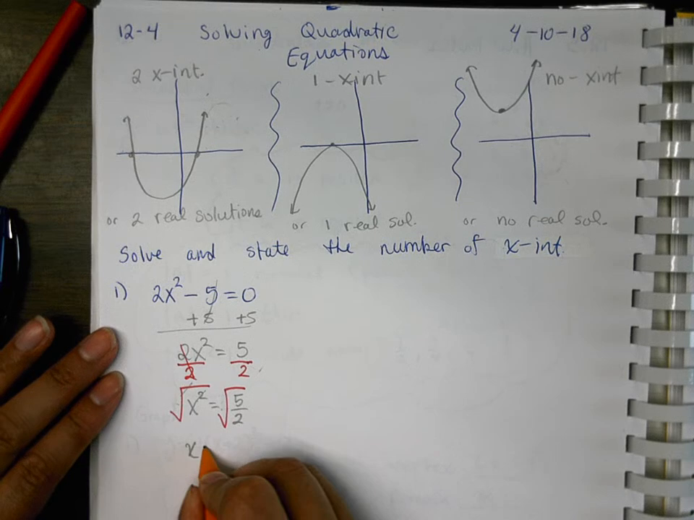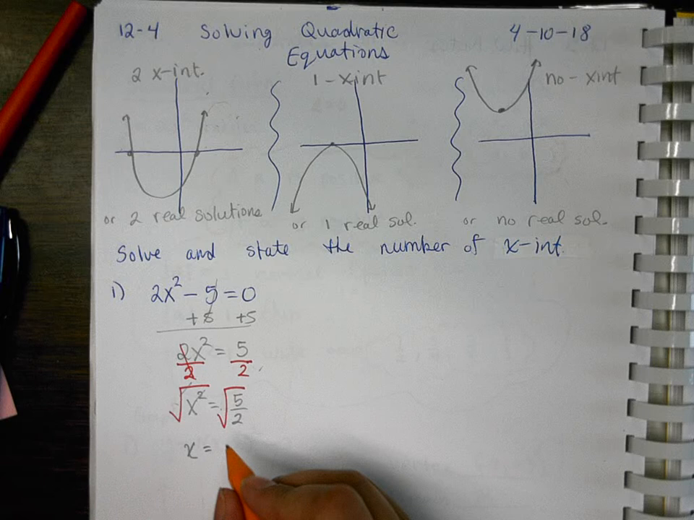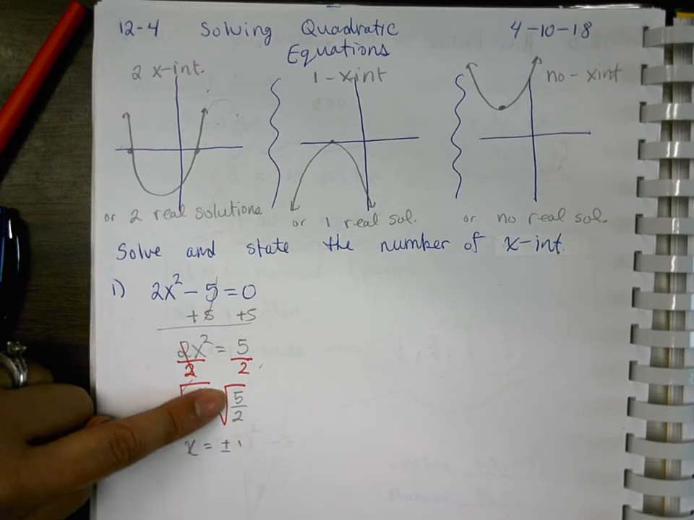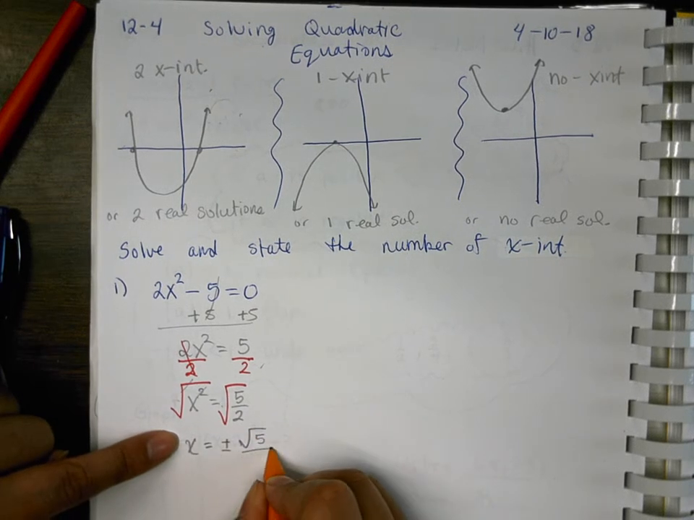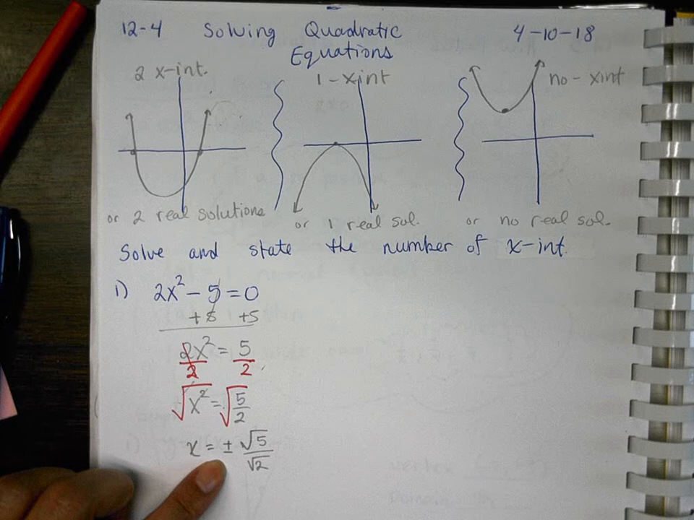X. X equals. Now, there's going to be 2 tricky parts here. First tricky part I do want to take my time to explain. Plus or minus. First off, can I reduce the 5 over 2? No. I cannot. Plus or minus root 5 over root 2. I'm still not done. Before I continue, I want to address the plus or minus. Have we done that before in this class? No. I don't think we have.